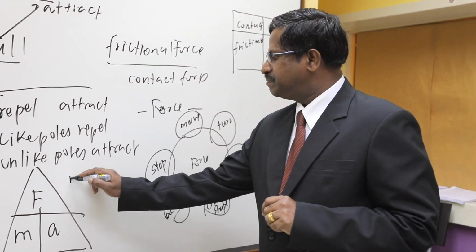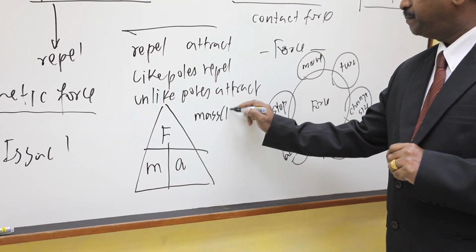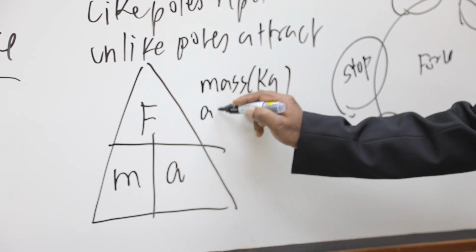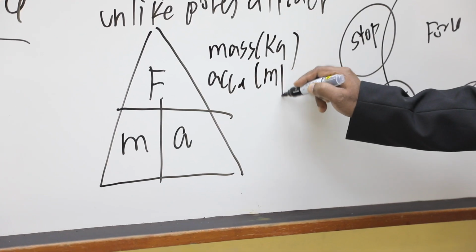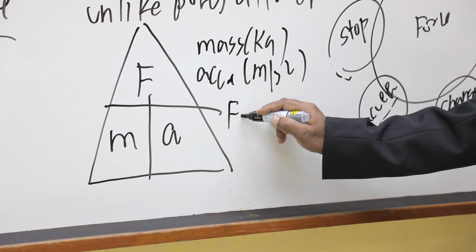What is mass? Mass is measured in kilograms. Acceleration is measured in meters per second squared. Force is measured in Newtons.